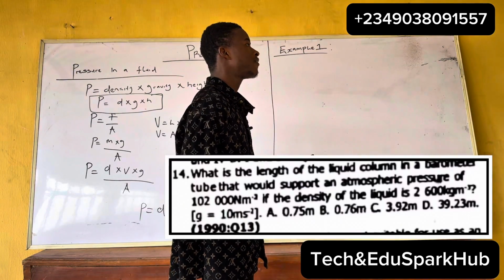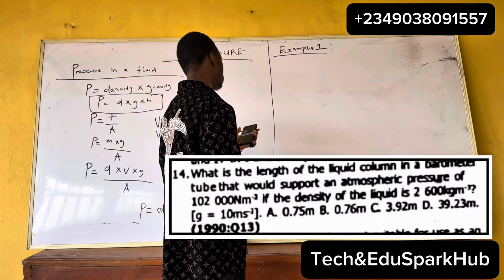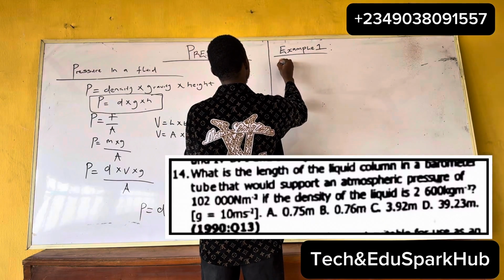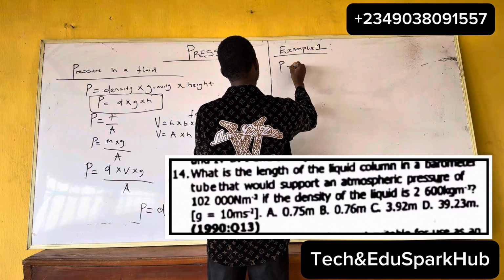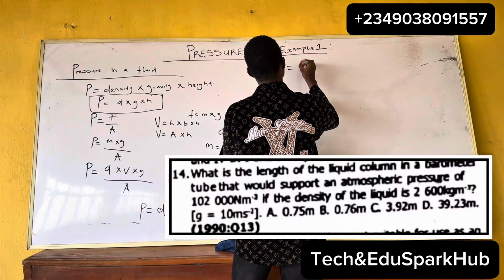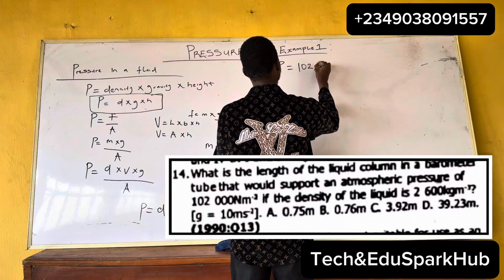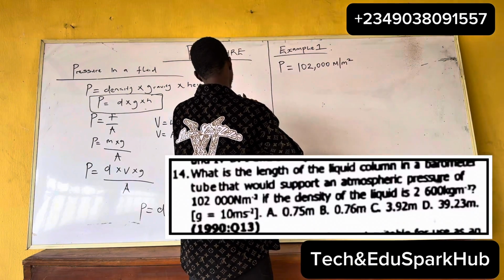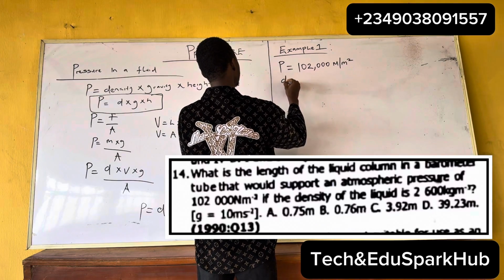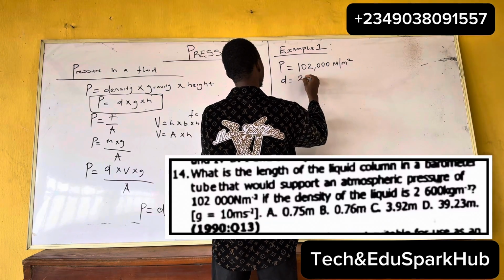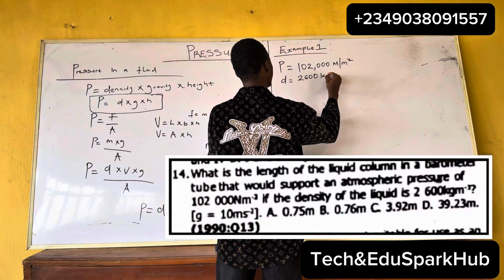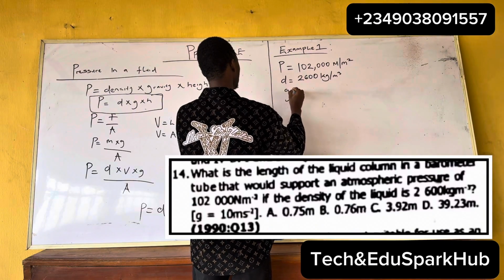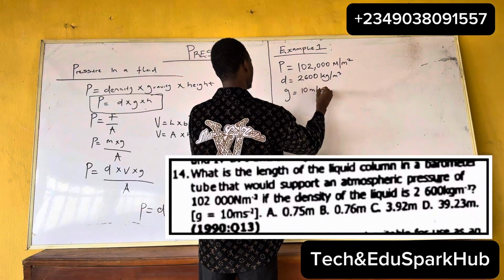Like I said earlier, whenever we are given a question, the first thing to do is to write the parameters. Our first parameter, which is the pressure, is denoted as P. So we have P is equal to 102,000 Newton per meter square. Secondly, we have the density, which is D, is equal to 2,600 kilogram per meter cube. And lastly, we have the g, which is equal to 10 meter per second square.